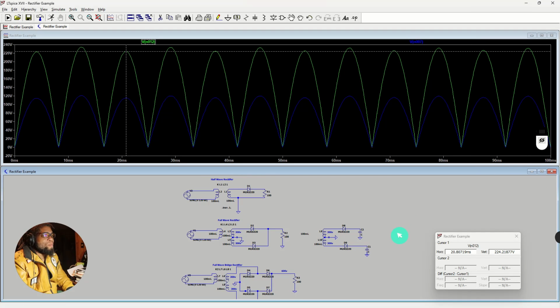We'll talk about this more and more, but I just wanted to give you guys an understanding of what this is like and how we're going to go forward in building our power supply.